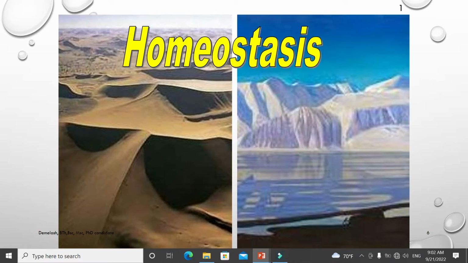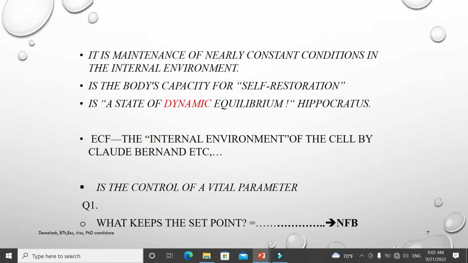So today we are going to discuss homeostasis. What is homeostasis? It is maintenance of a nearly constant condition in the internal environment. It is also called the body's capacity for self-restoration when a deviation happens. So it is a state of dynamic equilibrium, as illustrated by Hippocrates. Then the ECF is the internal environment of the cell, as described by Claude Bernard. So it is a control of a vital parameter.